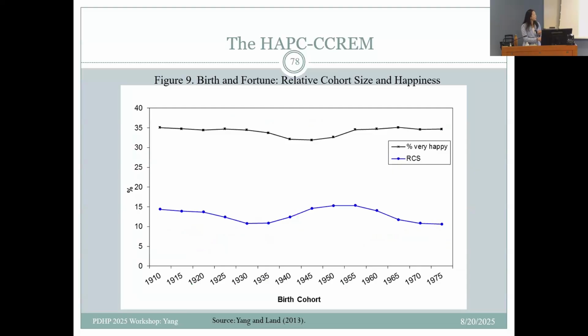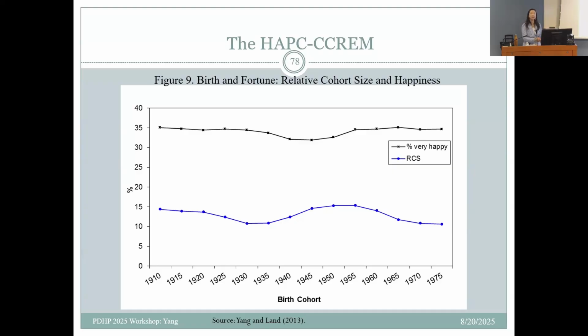This is a very interesting graph where on the top is the cohort trends in percent very happy. Everything's kind of flat except for this dip that corresponds almost perfectly to the baby boomers. The lower blue line is the relative cohort size. The bump here corresponds to the baby boomer generation, 1946 to 1964. So the larger the cohort size, the less happy they are. There seems to be something interesting to explore.